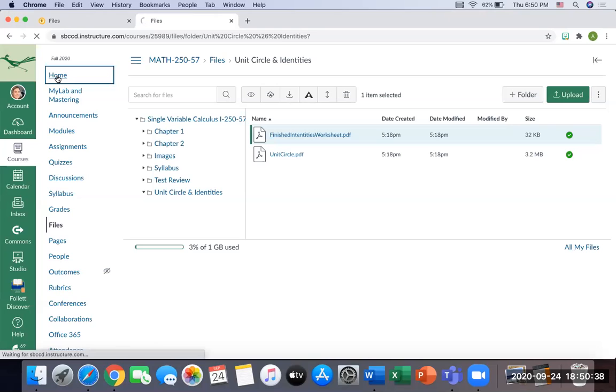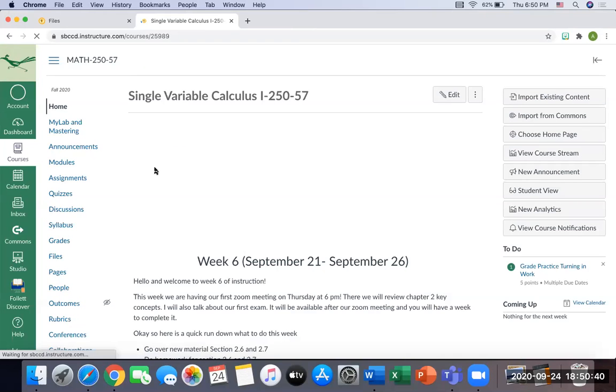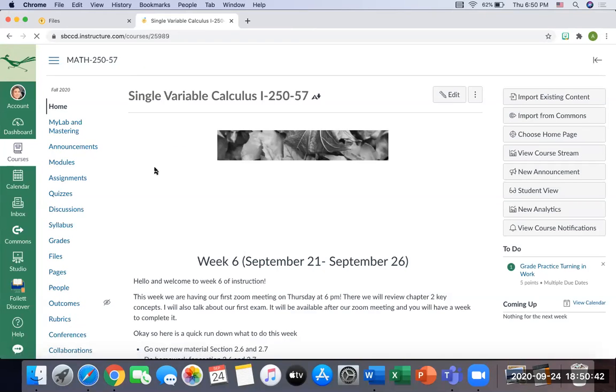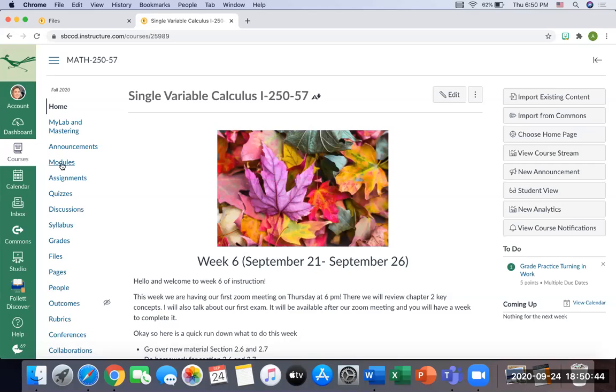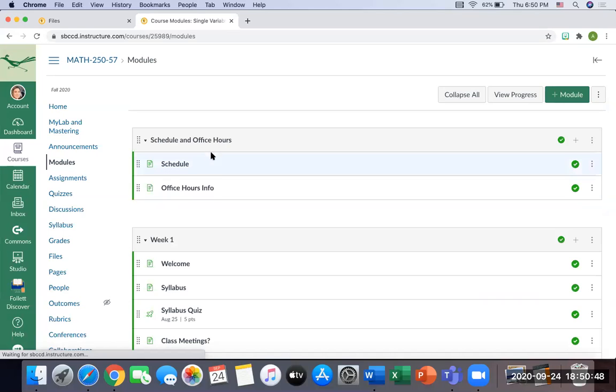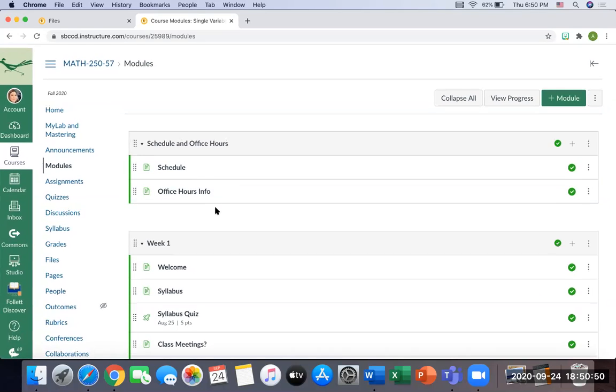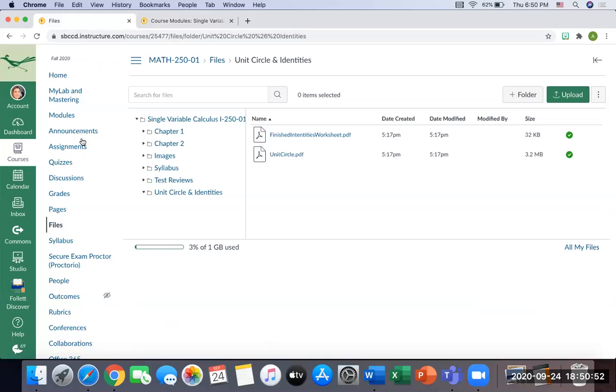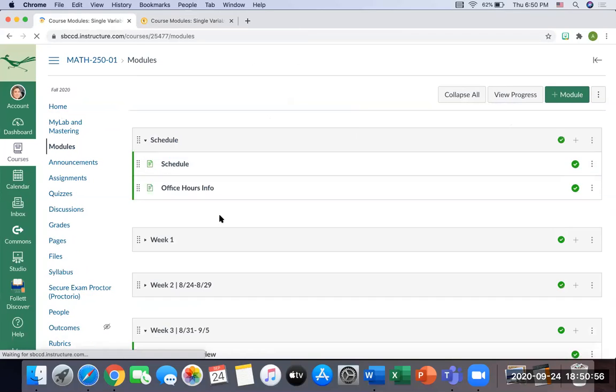So I always change up your homepage. I'm sure you caught on to that. In modules, you have everything. What I want to show you is that on the very top of the modules, I will add a unit circle and a cheat sheet of identities.